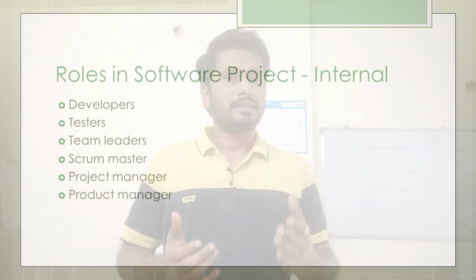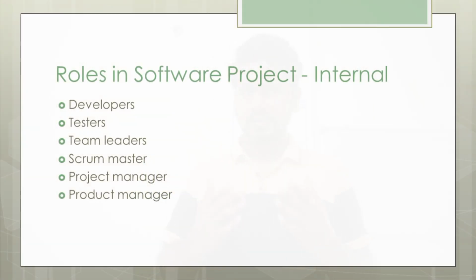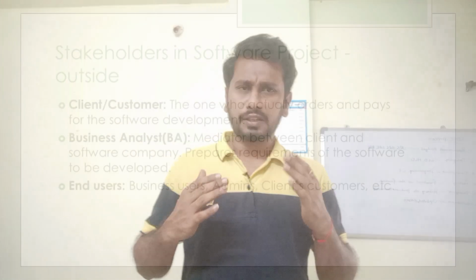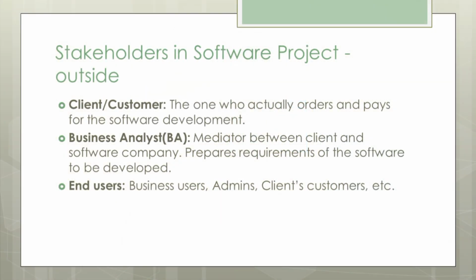The different roles in the software project include the internal teams and external teams. The internal people are developers, testers, scrum master, project manager and product manager. If you think of the external teams, it includes the client or the customer and the business people and the users of the customer or the software.